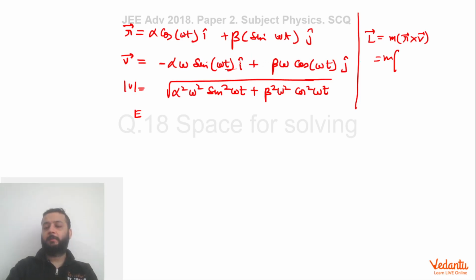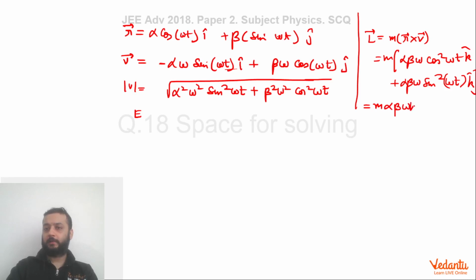i cross j will become k, and it will be alpha beta omega cos square omega t k cap, and this again alpha beta omega sin square omega t. j cross i will become minus k, but one minus is already there, so again it will become plus k. So again it will become alpha beta omega sin square omega t k cap, right? So this total will become, now sin square theta plus cos square theta is 1, m alpha beta omega k cap, which means angular momentum is constant about the origin.